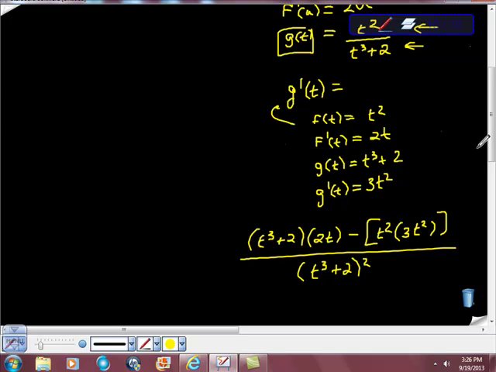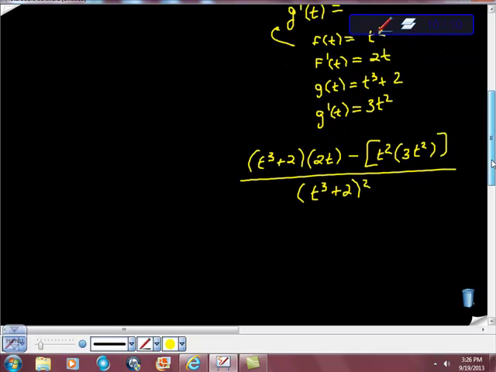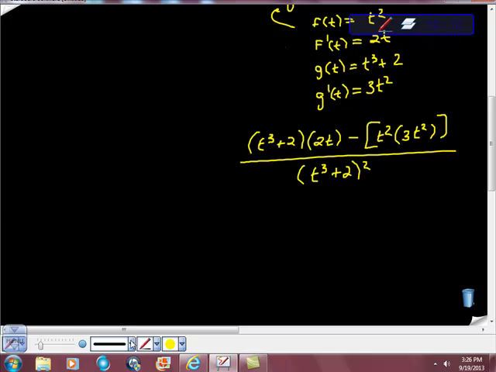Other than that, don't mess with it because it just turns into a mess. So now what I'm going to do is distribute completely. I'm going to multiply this times this, then this times this. I'm going to multiply these two things together and distribute that negative sign inside. So I'm just going to do a little bit of algebra here.